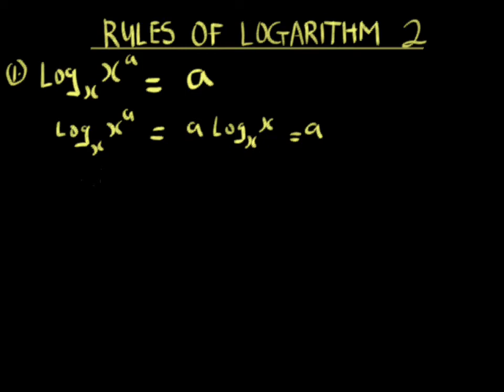Now we can have numbers such as log 3 base 3, where this 3 is raised to power 5. According to the rules of logarithm, this would always give us 5.